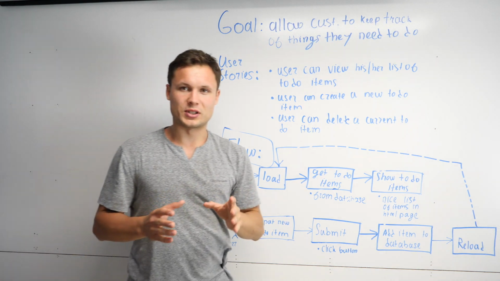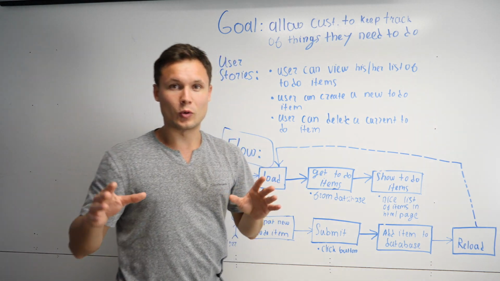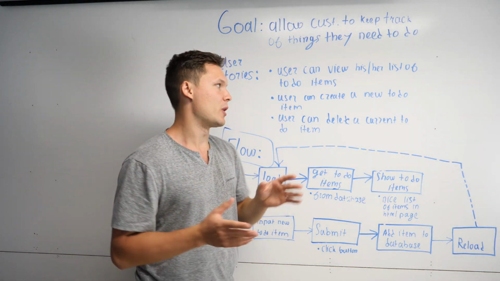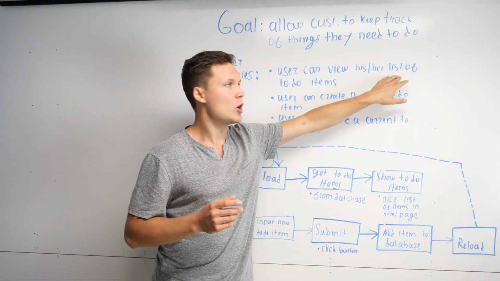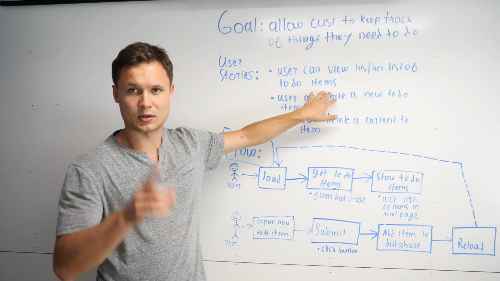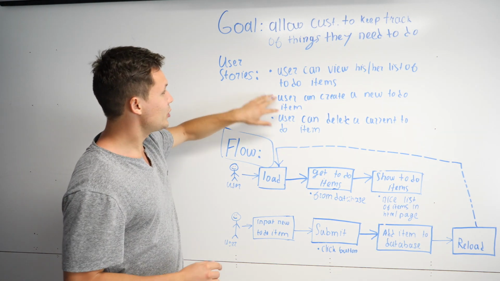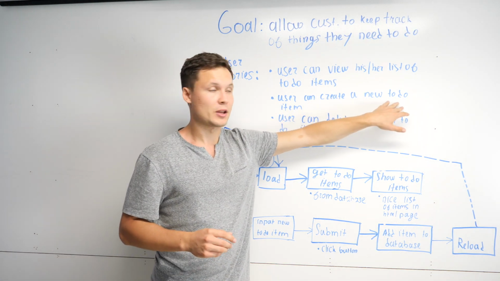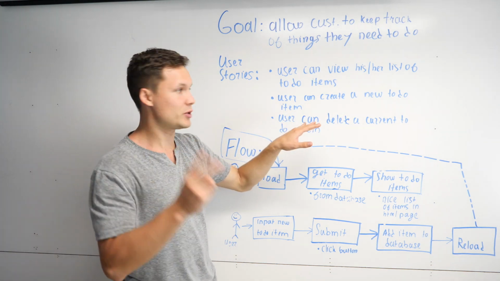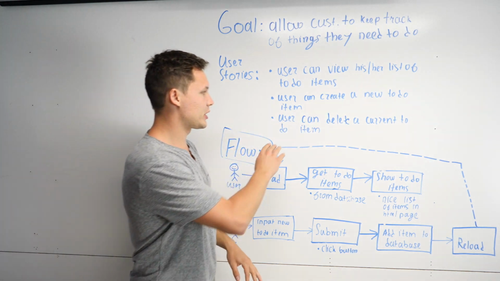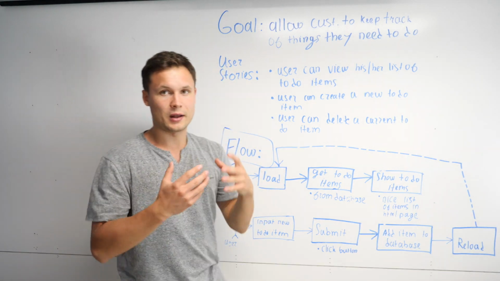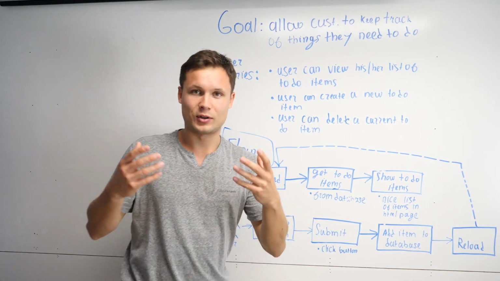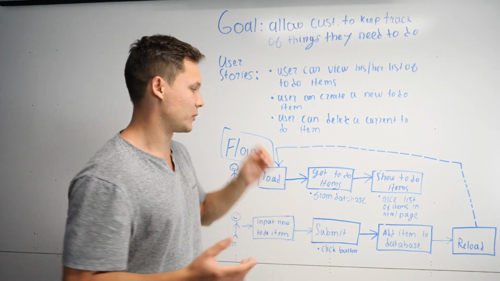The user story is what can users do on the application functionality-wise. So the first thing they can do is a user can view his or her list of to-do items. So that's number one. Number two is a user can create a new to-do item. And the third one is a user can delete a current to-do item.